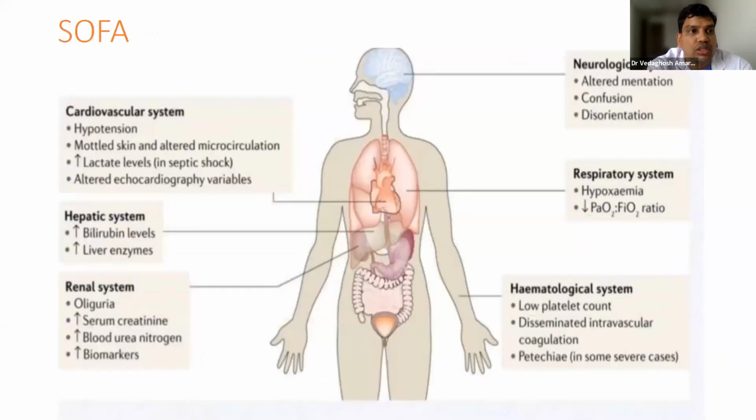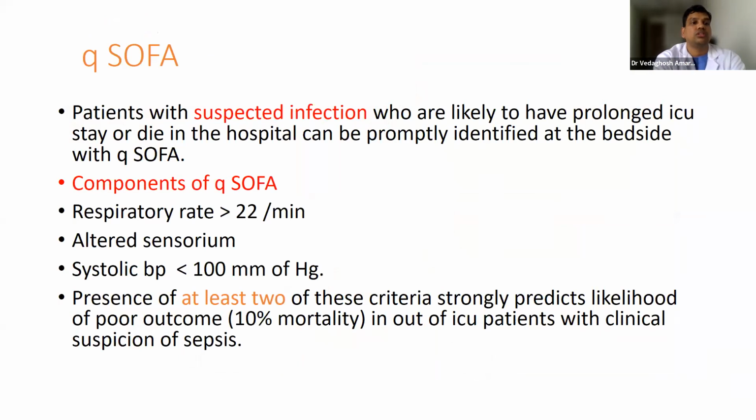Hence, they came out with qSOFA. What is qSOFA? It is a simplified score by which patients with suspected infection who have a prolonged ICU stay can be promptly identified at the bedside. It has 3 components: respiratory rate greater than 22, altered sensorium, and systolic BP of less than 100 millimeters of mercury. Among these 3 components, the presence of at least 2 of these criteria strongly predicts the likelihood of poor outcome in ICU patients with clinical suspicion of sepsis.